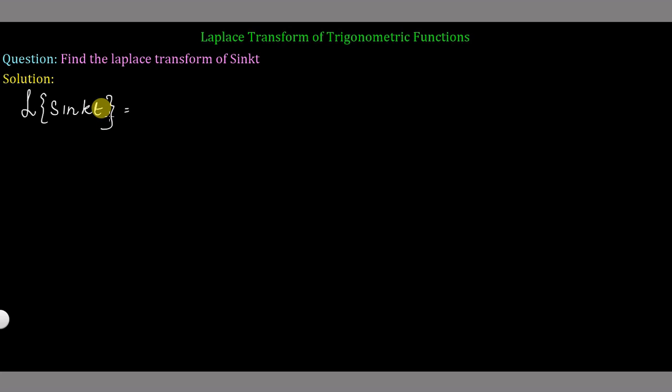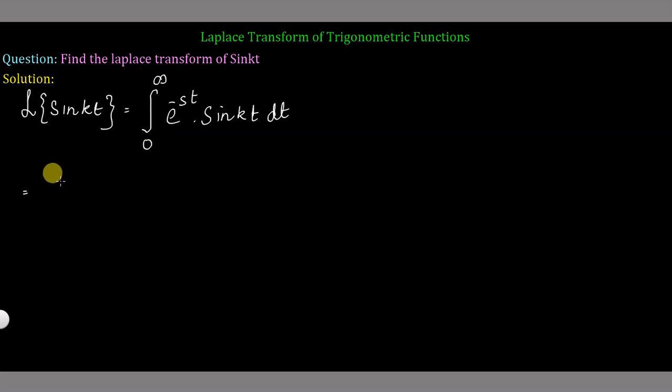Now we will solve the Laplace transform of trigonometric functions. Our first question is: find the Laplace transform of sine kt. Here kt is an angle. According to the definition of Laplace transform, we have the integral from 0 to infinity of e raised to the power minus st into the function, that is sine kt, dt. Now just integrate this improper integral.